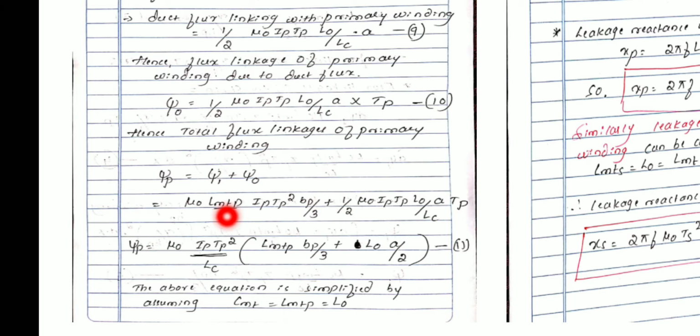Just see what the commons are here. Mu naught is common, so I have taken mu naught outside. IpTp into Tp is nothing but IpTp squared, which is also common. So shall I take common out from this: IpTp squared divided by LC, here also LC. These are the terms common between the two. That is the reason I have taken them out, and the remaining things I have written inside.